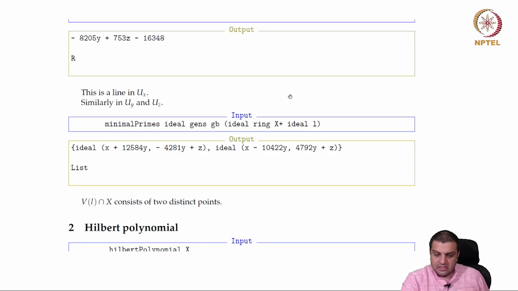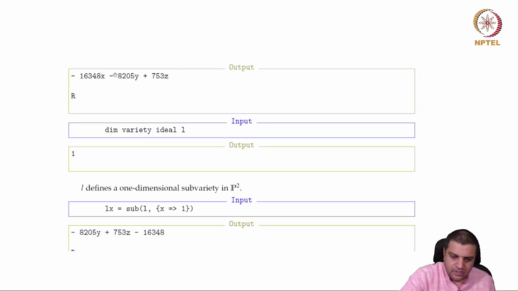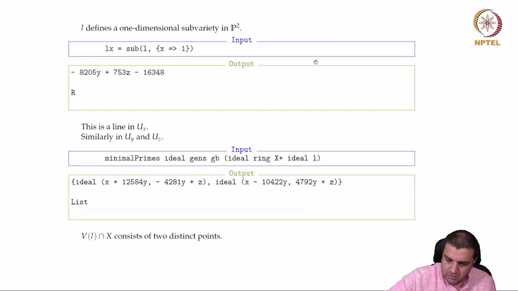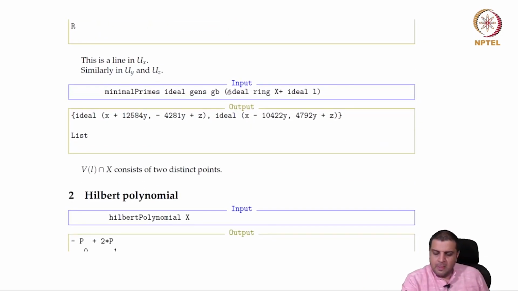Okay. Now let's ask, if you take minimal primes, so this is a slightly longish command, the ideal of the ring of X, which was y square minus xz, plus the ideal of L, which is the general form that we just constructed here on top. Then let's take a Grobner basis, because if you just write the sum of these two ideals, you'll just put the generators together. It won't simplify it for us. So we ask for a Grobner basis.